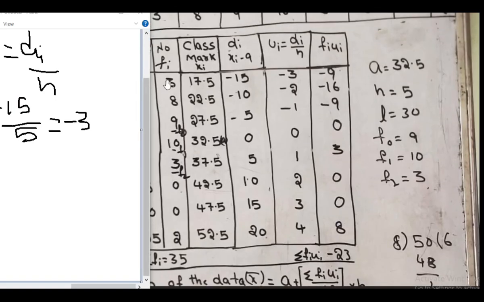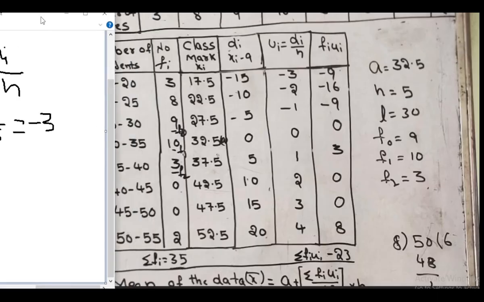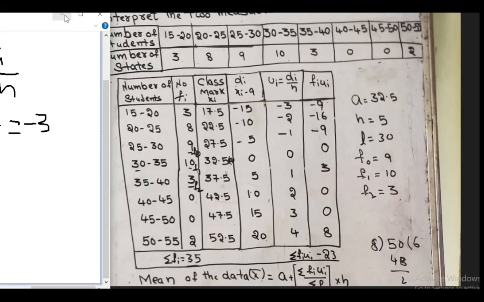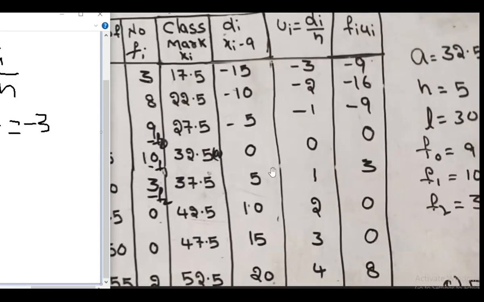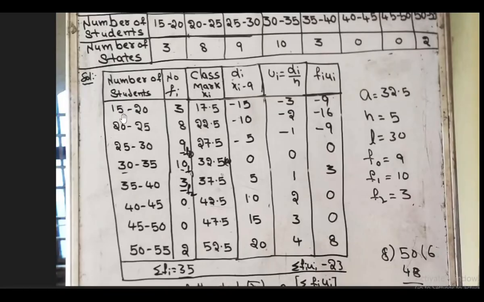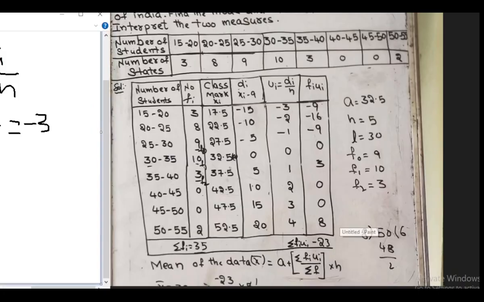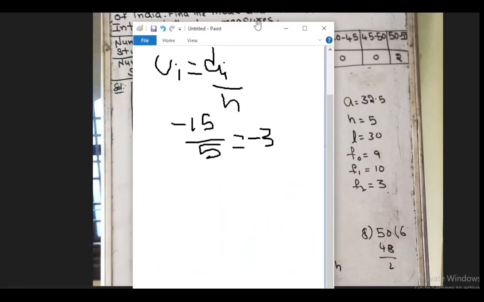Next, the sum of the frequencies is also required. The sum of the frequency, sigma fi, is equal to 35. So we have the sigma fi ui value, the sigma fi value, and 32.5 is the assumed mean. And the height of the class, the width between the lower boundary and upper boundary, h is equal to 5. We have found all the values. After finding all the values, we substitute them in the formula to get the solution for the mean.